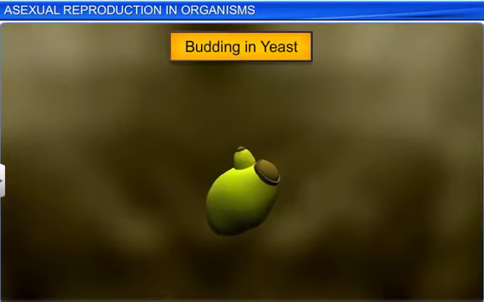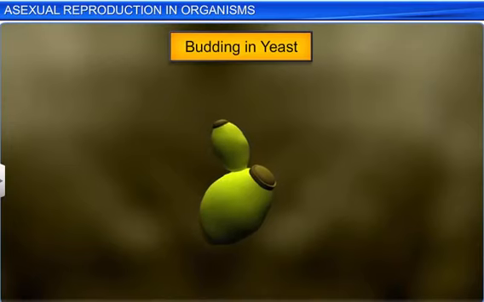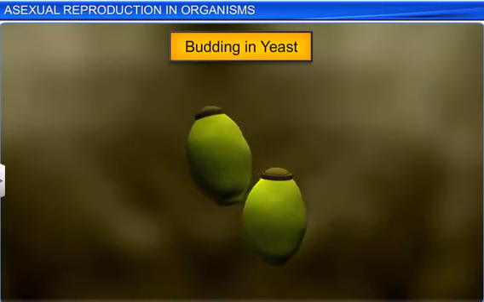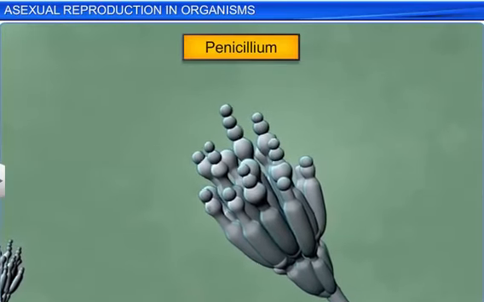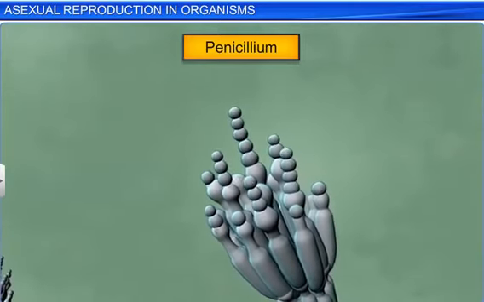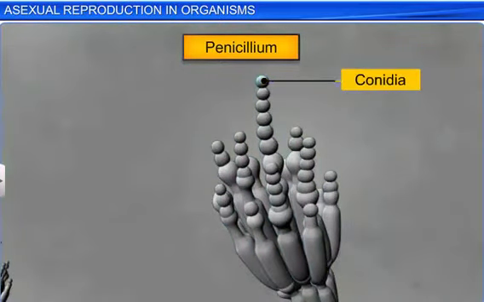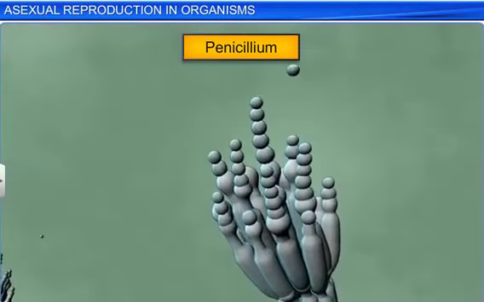Yeast, on the other hand, reproduces through budding, where the parent cell produces small buds through mitosis. These buds initially remain attached to the parent cell and then separate to develop into new organisms. While yeast reproduces through budding, other members of the fungi kingdom, such as Penicillium, reproduce through conidia, a special asexual reproductive structure.